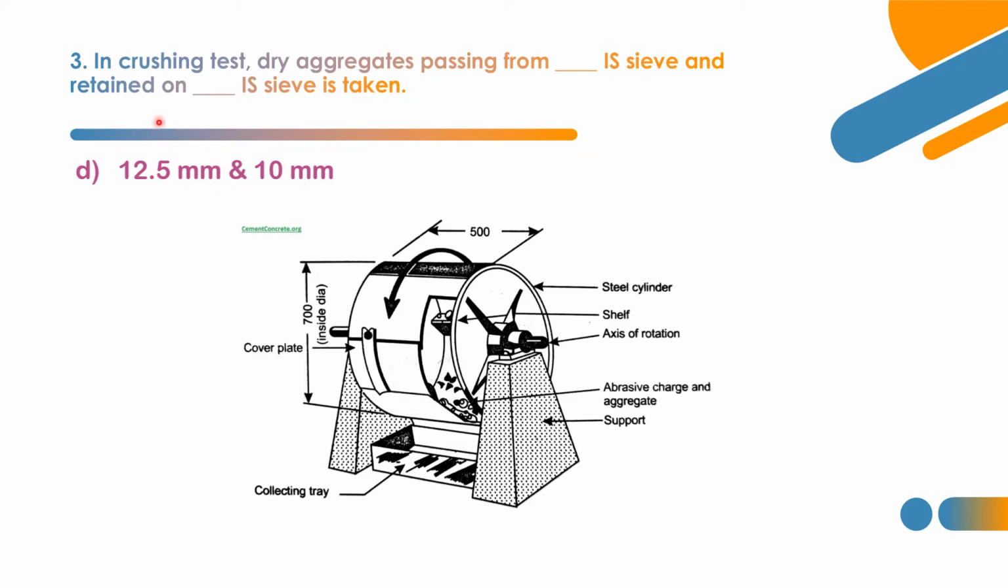For AIV and ACV, the dry aggregate shall be taken as a sample passing 12.5 mm IS sieve and retained on 10 mm IS sieve. These are the standard specifications regarding aggregate testing. Now we shall move on to the next, fourth question.